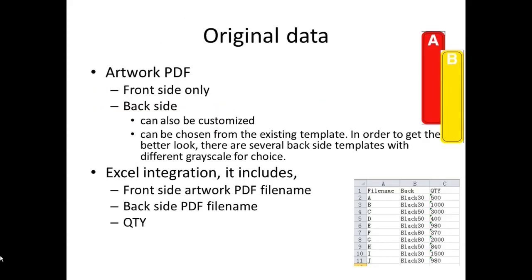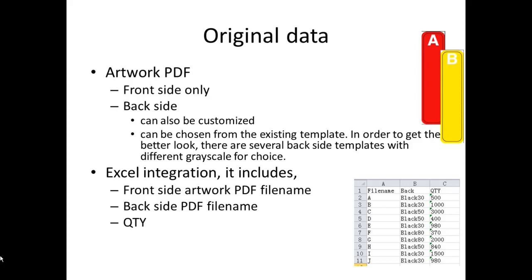This is about artwork preparation. About original data, there are two files we need to prepare. The first is the artwork PDF. The second is the Excel order. About the artwork PDF, the brand owner only provides the front side. Of course, if the artwork is designed by the label producer, they also only design the front side.